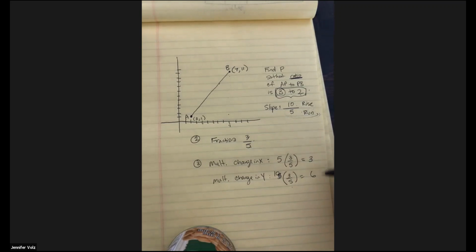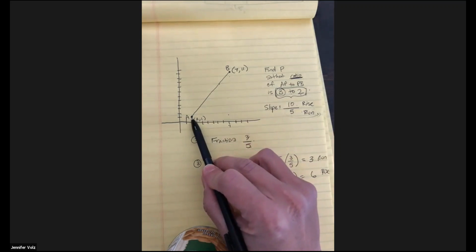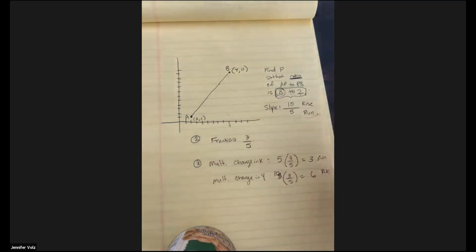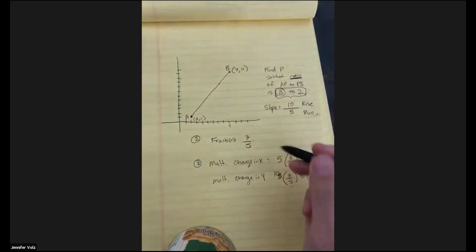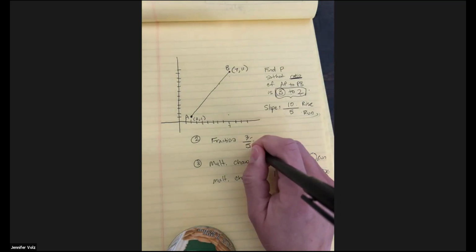So 3 and 6 are my new change in X and change in Y. 6 and 3, rise and run. Remember that Y corresponds to rise, and X corresponds to run. So basically, we would want to start at A, and instead of rising 10, running 5, we would want to rise 6, run 3, and that would get us to a point where we've partitioned it into the 3/5 fraction.